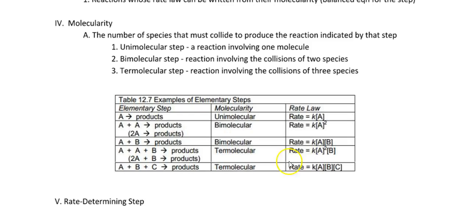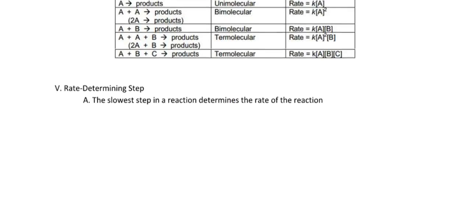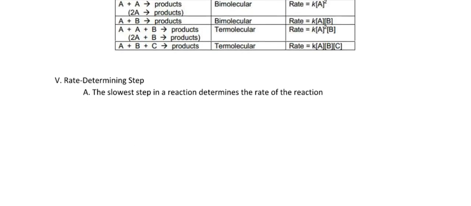So the rate determining step, let's scroll down here because we talked about that, is the slowest step in a reaction and it determines the rate of the reaction. That's really important. Highlight this, star this. This is super important. And my analogy is this.